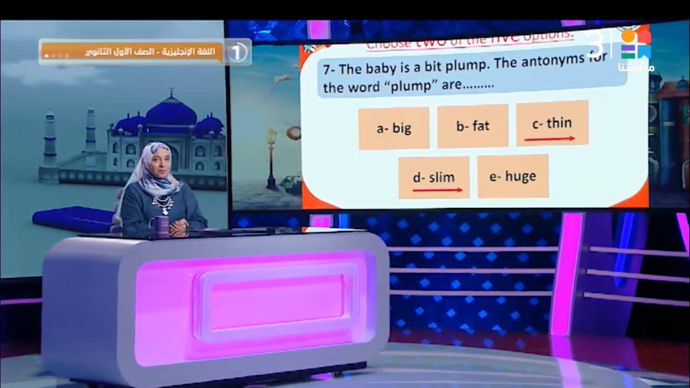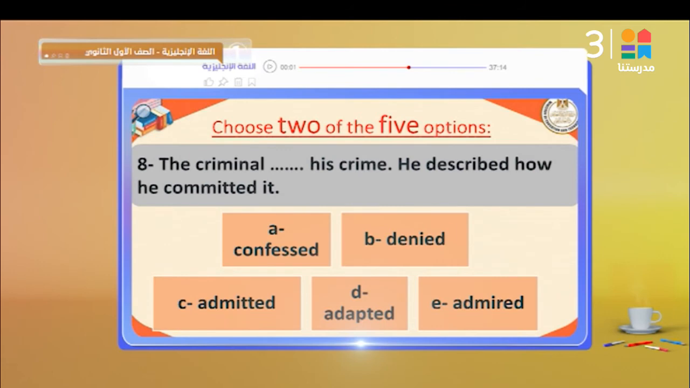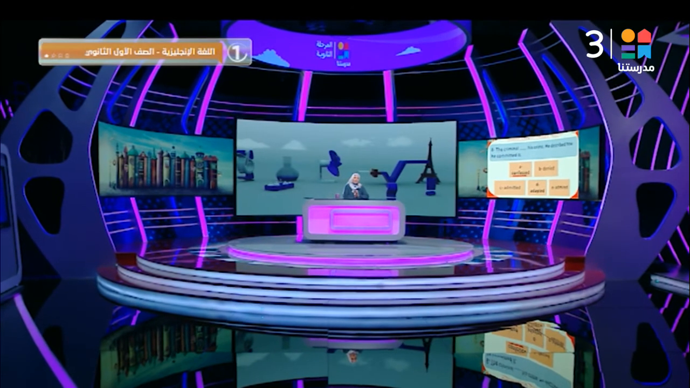Question number 7. The next question. The criminal described how he committed his crime. It means he said that he did the crime. So the criminal confessed, denied, admitted, adapted, admired. We wanted to say that he said he committed the crime. Deny means he said he didn't commit it. But the word confess is the opposite of deny. It means that he said, yes, I did the crime.